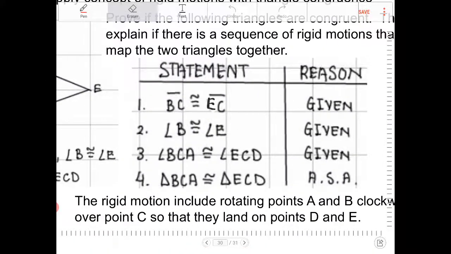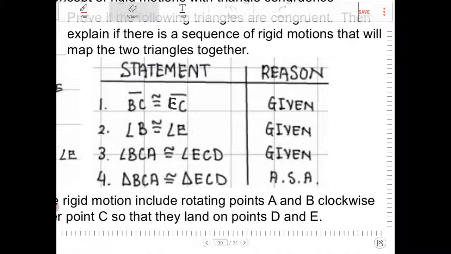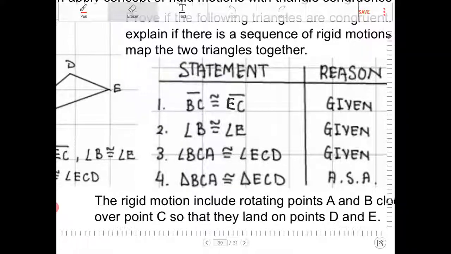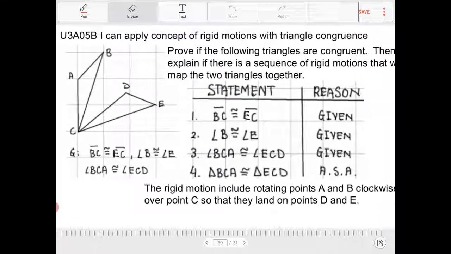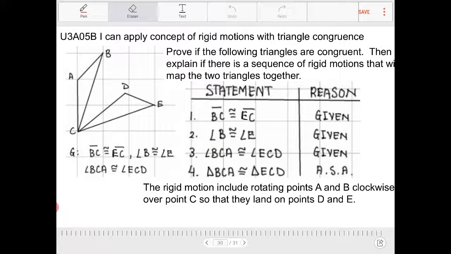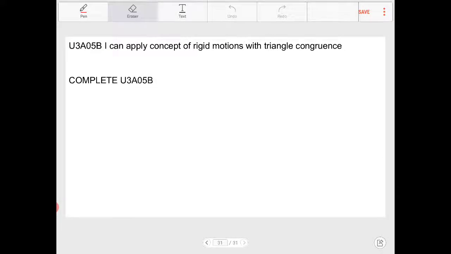So the rigid motion includes rotating points A and B clockwise over point C so that they land on points D and E. We're just rotating it in that manner there. And that's it.